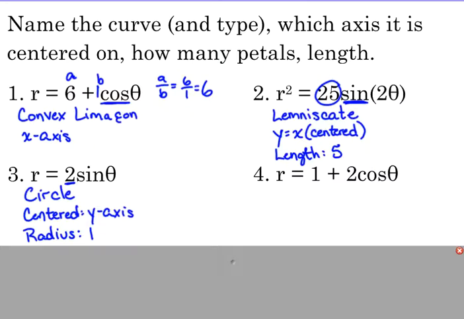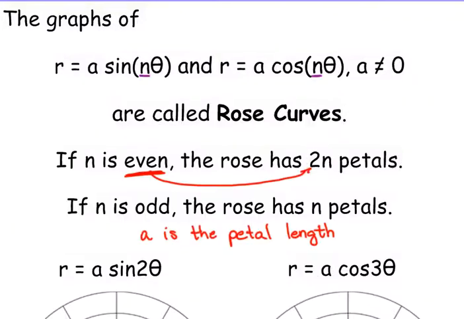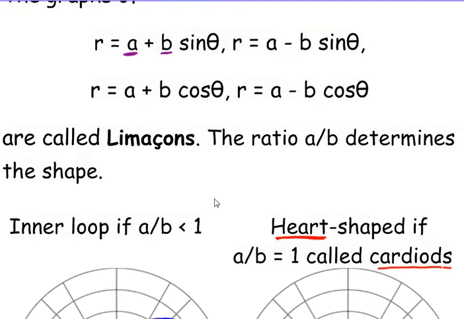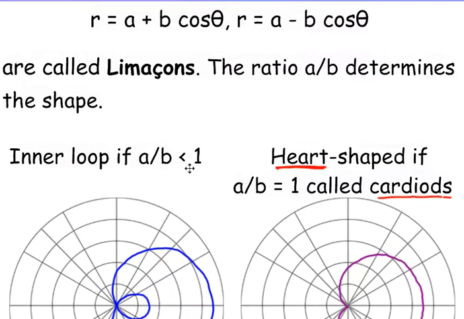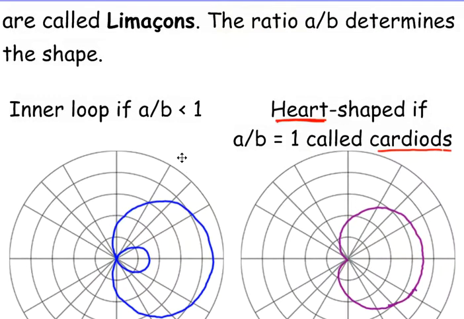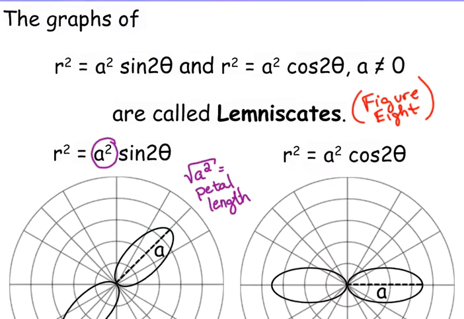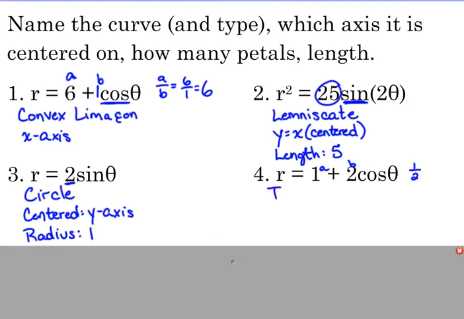Okay, let's do one more, number 4. R is equal to 1 plus 2 cosine of theta. This is another limacon. So if we put A over B, it is 1 over 2. So let's look at what scenario we've got there. If A over B is less than 1, and 1/2 is less than 1, we have an inner loop. So we have an inner loop limacon.